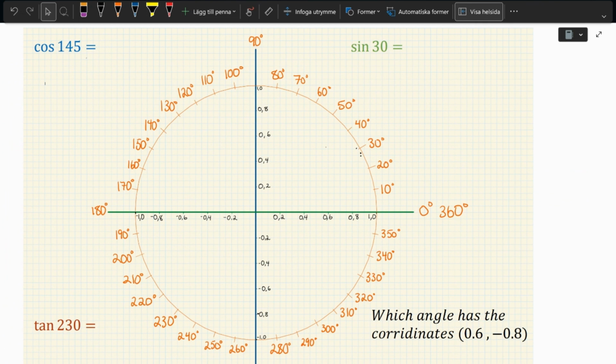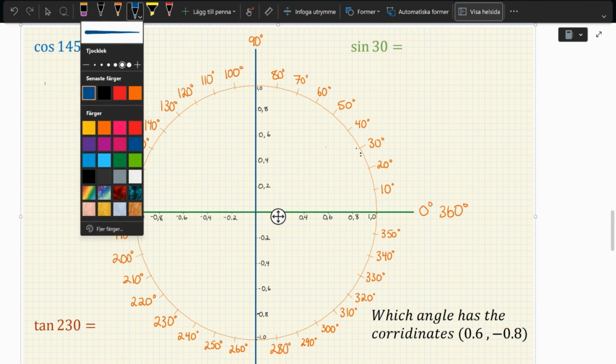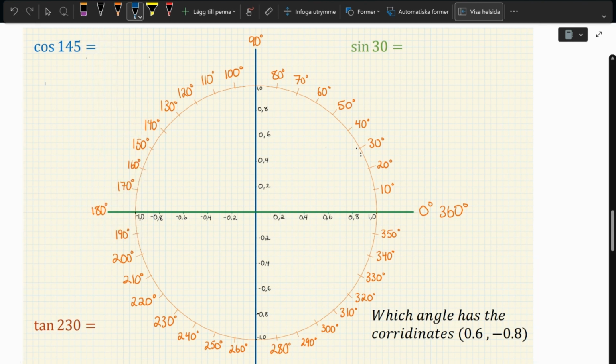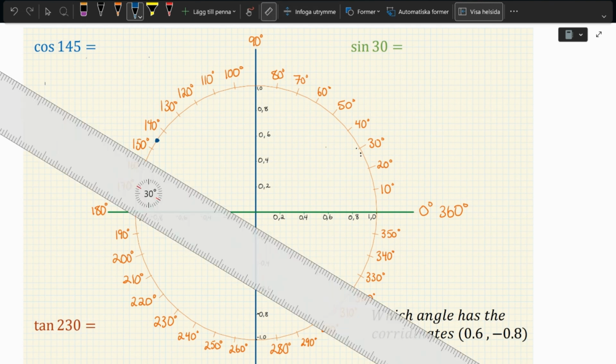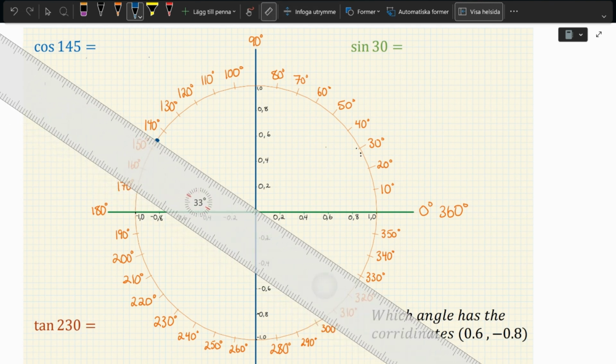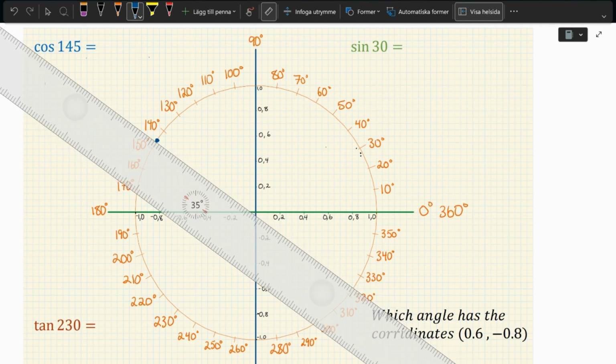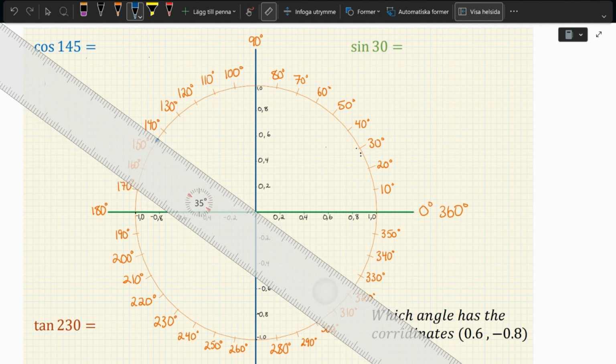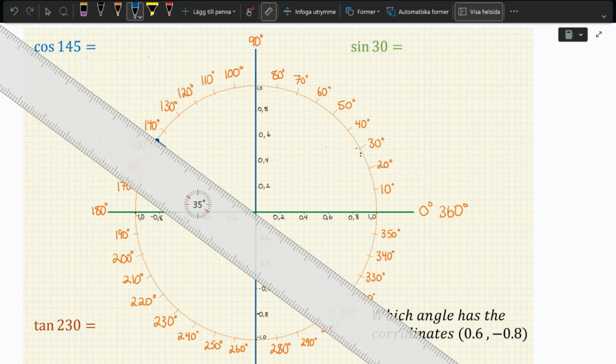Now let's take a look at the cos of 145 degrees. So first let's find where 145 degrees will be. And we're going to see that it's going to be between 140 and 150. So maybe we can say roughly there. And what we can do is imagine that we are drawing a line from the origin to that point. So it's going to be about 35 degrees from 180 degrees when we take it away. Let's fix that a bit.